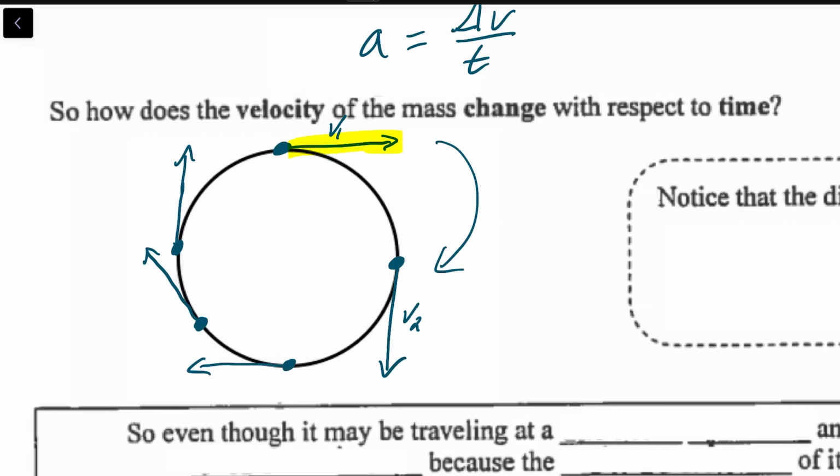And the acceleration happens perpendicular to the tangent line, towards the center of the circle. But what direction is the acceleration happening? Is it outwards or inwards?